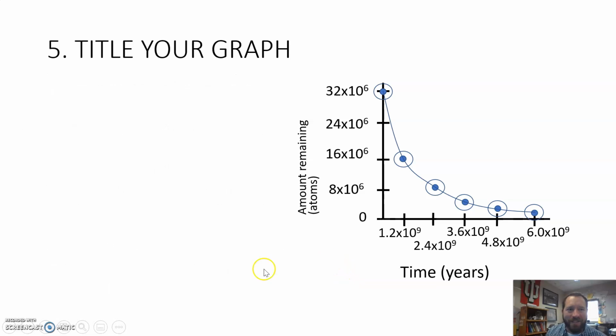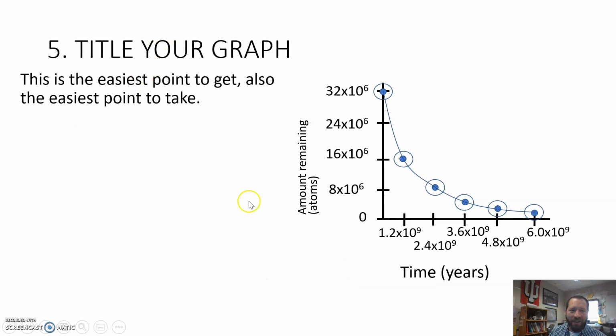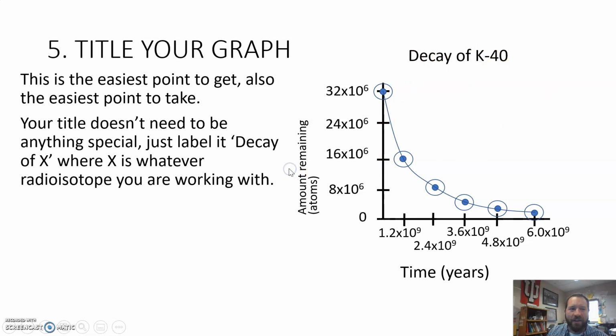Just one thing missing, the biggest thing, the easiest point for you to get, but also the easiest point for me to take. Really super easy. Make sure you put a title on your graph. Doesn't have to be anything special. You can just write decay of, and whatever we're looking at. In this particular example, we're looking at the decay of potassium 40. So decay of K40. There it is.